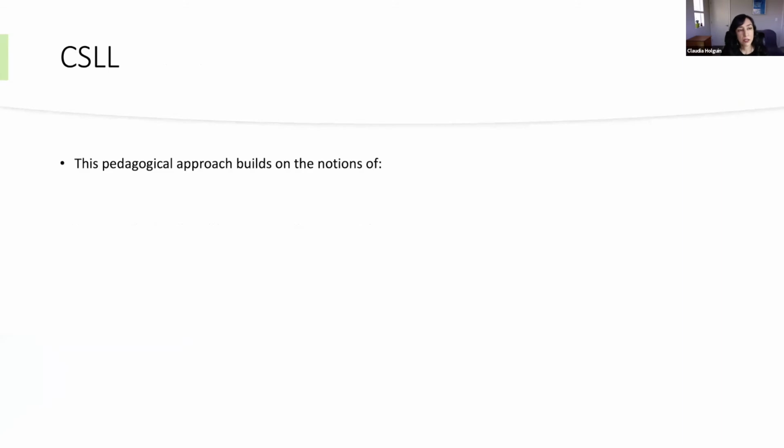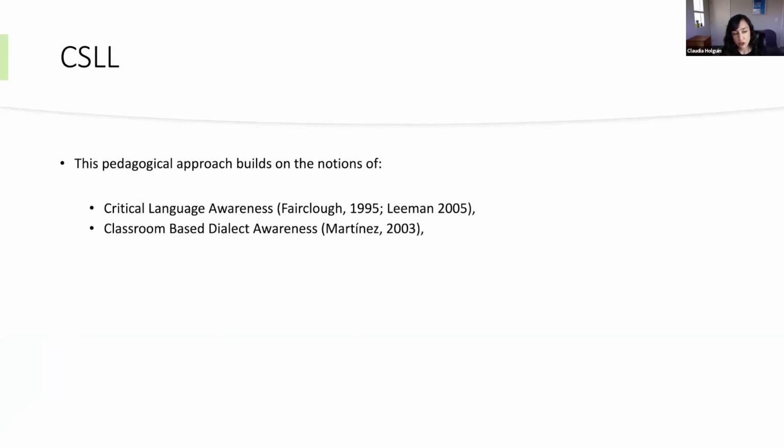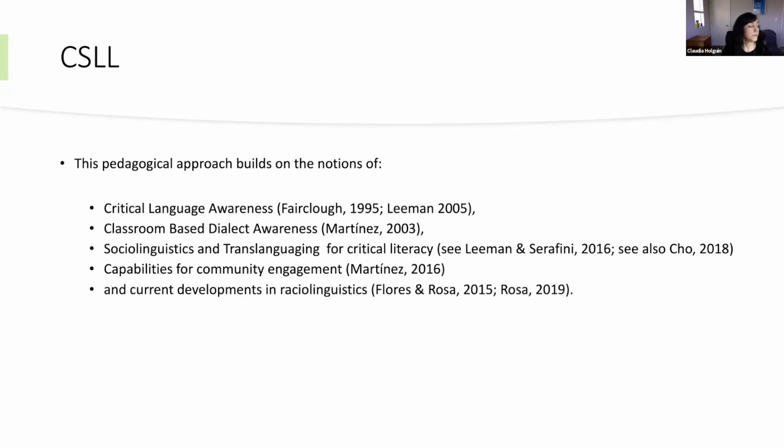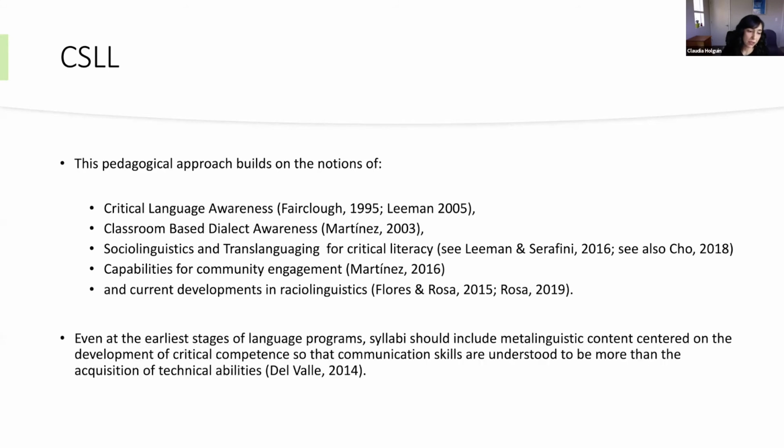And this approach builds on the notions of CSLL, as I explained, and other similar approaches like classroom-based dialect awareness, sociolinguistics and translanguaging for critical literacy, capabilities for community engagement, and I cannot emphasize this aspect enough. It is not only important that we discuss these things in the classroom, but outside of it and in the community, and conducting service learning as well, and current developments in racial linguistics. And this last point is very important. Even at the earliest stages of language programs, we concluded syllabi should include metalinguistic content centered on the development of critical competence so that communication skills are understood to be more than the acquisition of technical abilities.